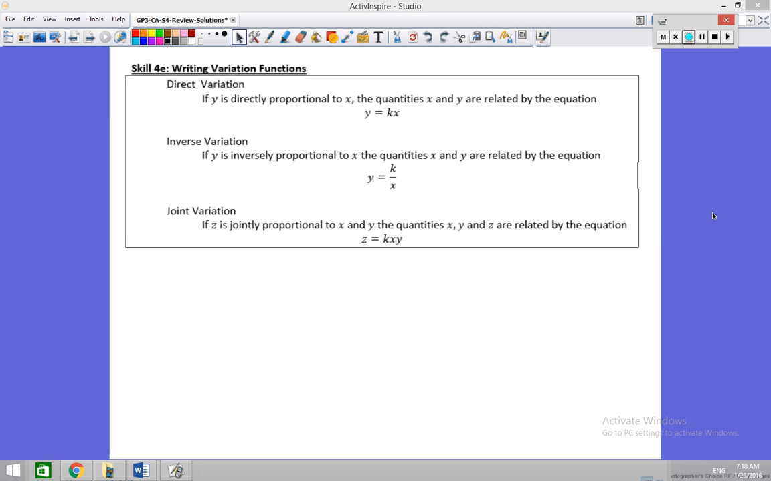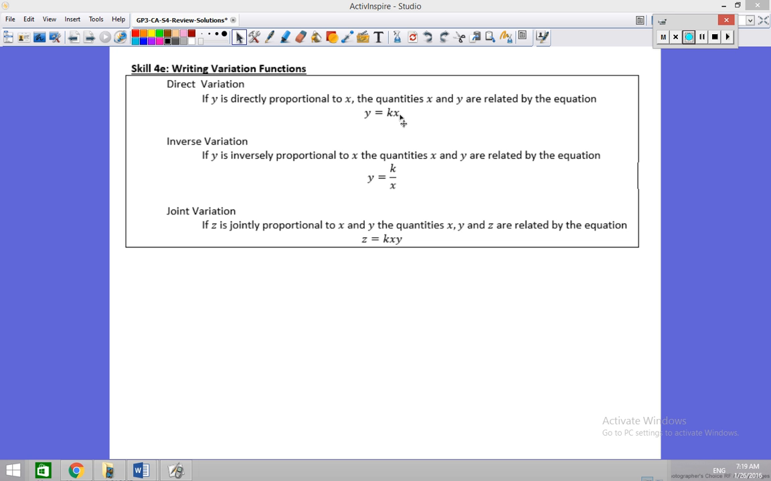Alright, let's continue with the solutions to our review of skill packet number 4. On these last few problems, they are variation problems. Although they're word problems, you guys have done very well on these. It's a direct substitution looking for key words. When you see that something is directly proportional or it varies directly, then you think multiplication.